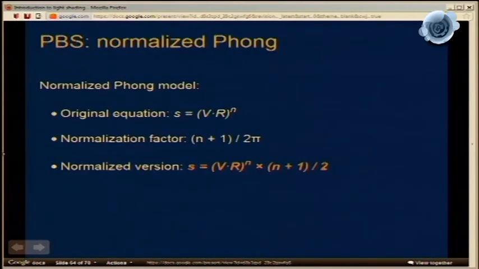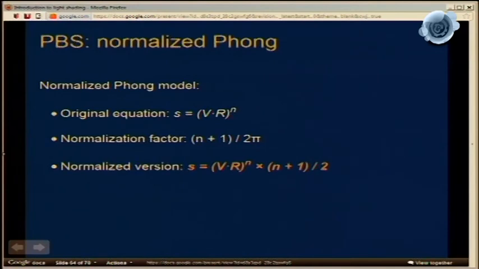If we apply this to the Phong model, the original equation was (V dot R)^n. If you integrate this, you get as a result that the normalization factor is (n+1)/2π. So if you change your equation, you get this one. You may notice that the π has somehow disappeared.